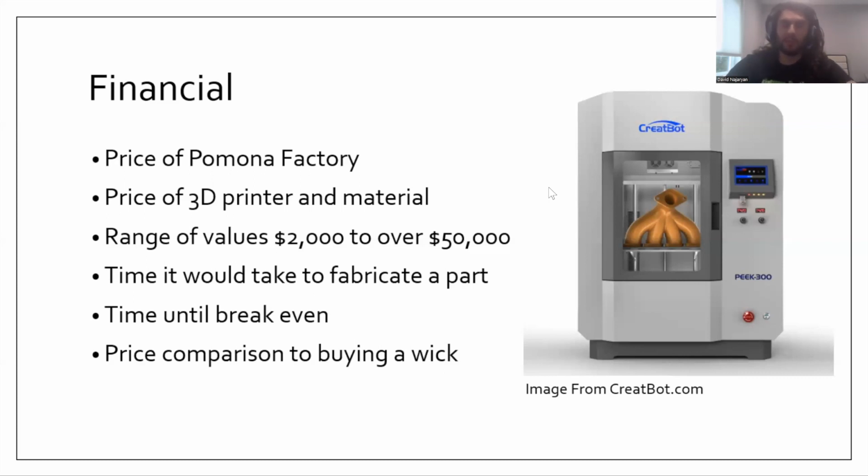We'll be looking at the time it would take to fabricate a part, and the time until we break even, and we will make a comparison to buying a wick from other companies in the area to see which is a competitive price and to see how long they would require to mass produce parts. We will also look at if it'd be viable to buy one printer or multiple printers.